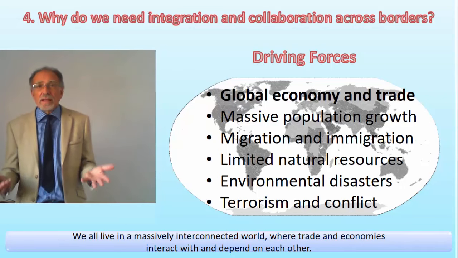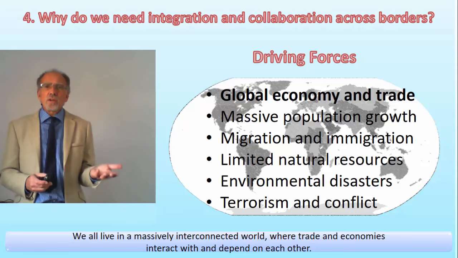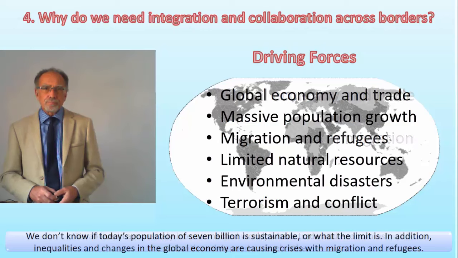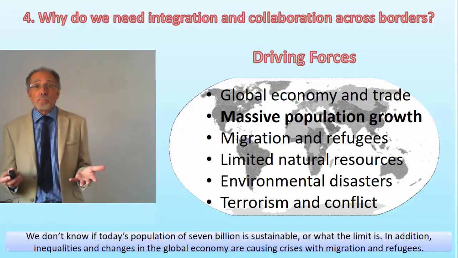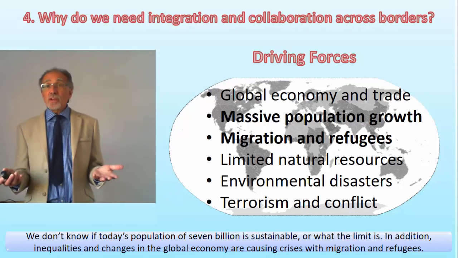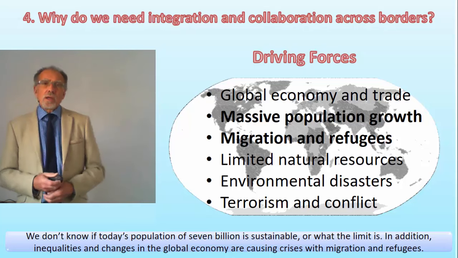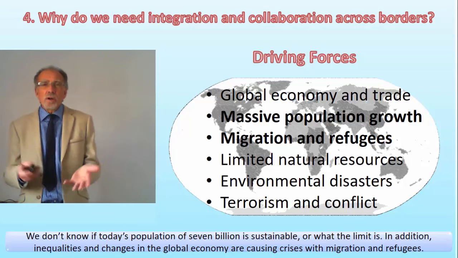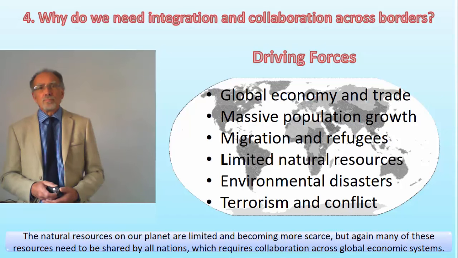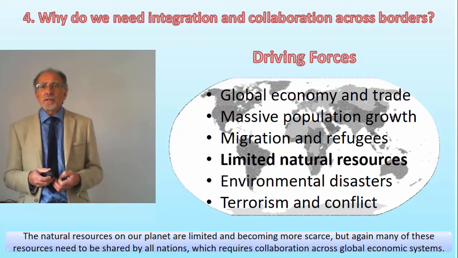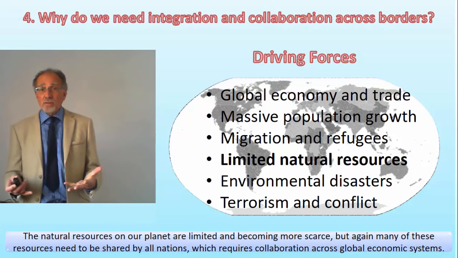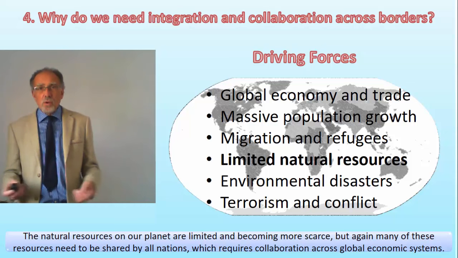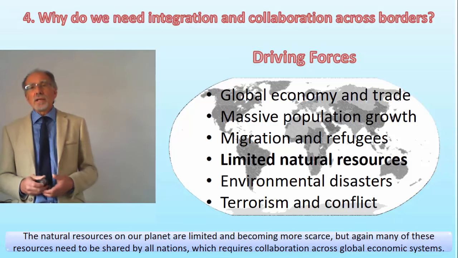We all live in a massively interconnected world where trade and economies interact with and depend on each other. We don't know if today's population of 7 billion is sustainable or what the limit is. In addition, inequalities and changes in the global economy are causing crises with migration and refugees. The natural resources on our planet are limited and becoming more scarce. But again, many of these resources need to be shared by all nations, which requires collaboration across global economic systems.